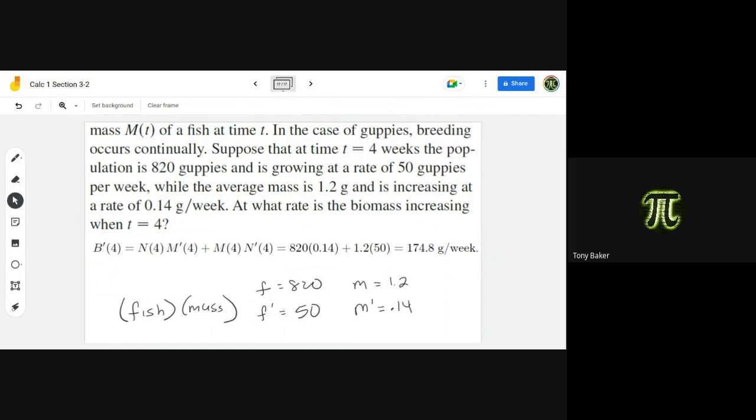So we do 820 times 0.14 plus 1.2 times 50. Add them together, you get 174.8 grams per week. You got what? 174.8.